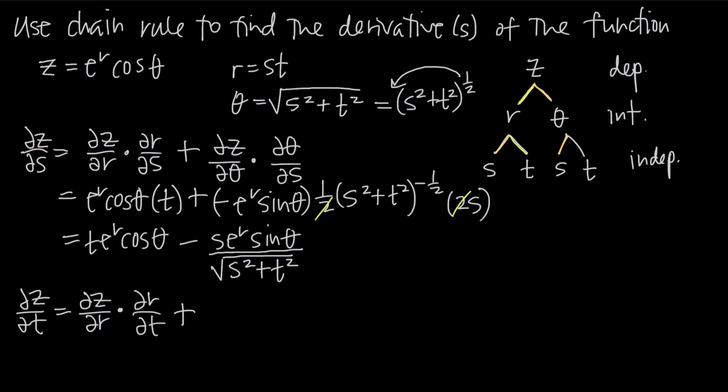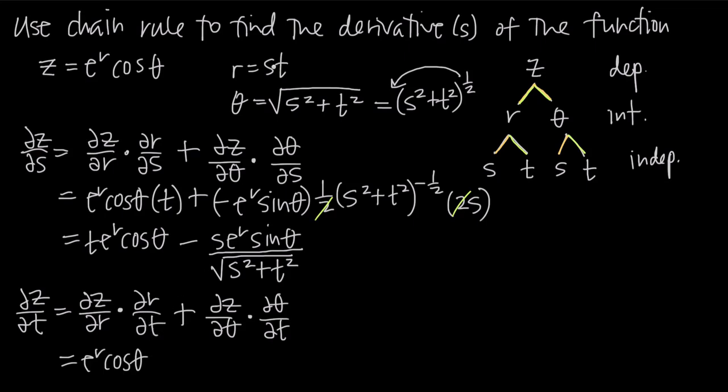Then we're going to add to that the partial derivative of z with respect to theta multiplied by the partial derivative of theta with respect to t, and that'll be our formula to get from z to t. So now we just need to plug in the values for each of these partial derivatives. We already know from finding the partial derivative of z with respect to s that the partial derivative of z with respect to r is e to the r cosine theta. So we're going to get e to the r cosine theta multiplied by the partial derivative of r with respect to t, which we haven't found yet.